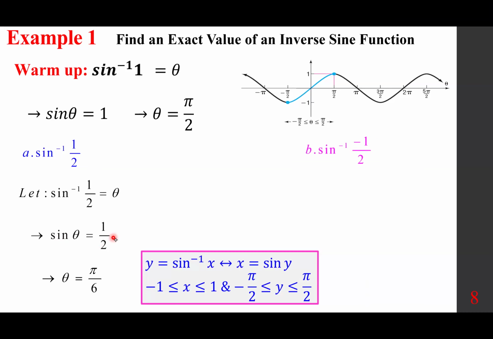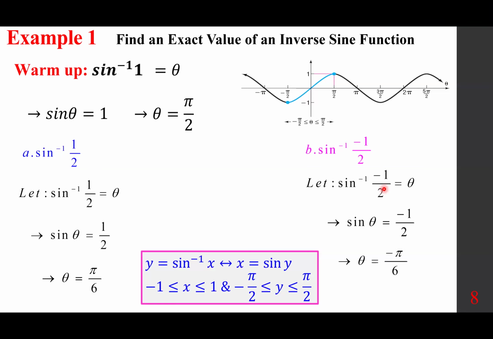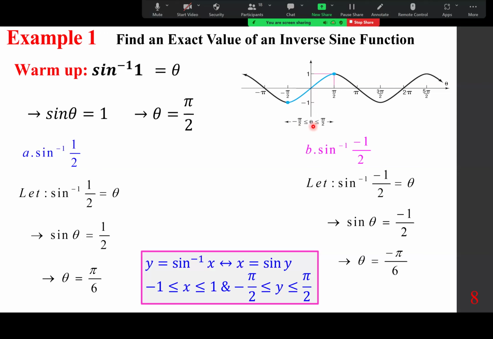Negative 1/2. Let's call this again theta. And according to this, sine of theta must be negative 1/2. As you know, sine is negative in the fourth quadrant, so that makes it negative pi over 6. And you have to answer it accordingly because of the restriction we put on theta from negative pi over 2 to pi over 2. You have to answer in this interval. In this case, it becomes minus pi over 6.